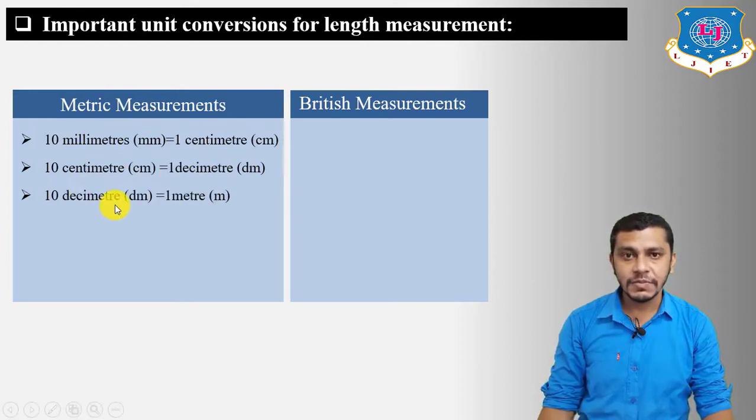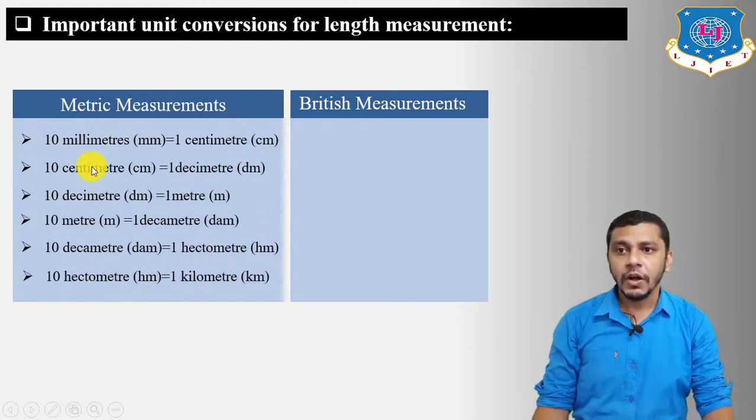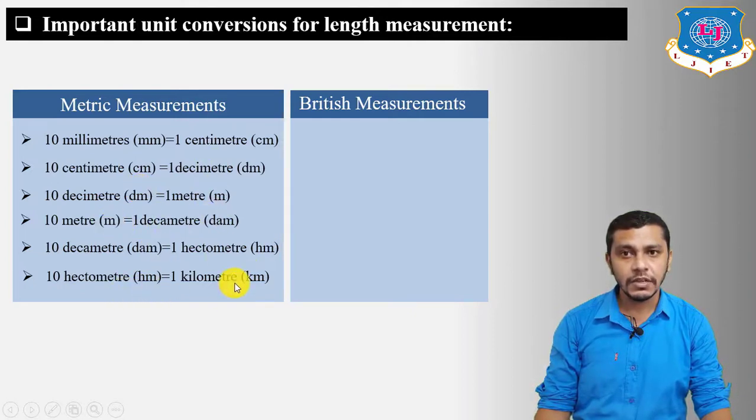Now 10 decimeter is equal to 1 meter. 10 meter is equal to 1 decameter. 10 decameter is equal to 1 hectometer. 10 hectometer is equal to 1 kilometer. All these units are consecutive units. Consecutive means millimeter, centimeter, decimeter, meter, decameter, hectometer, kilometer.